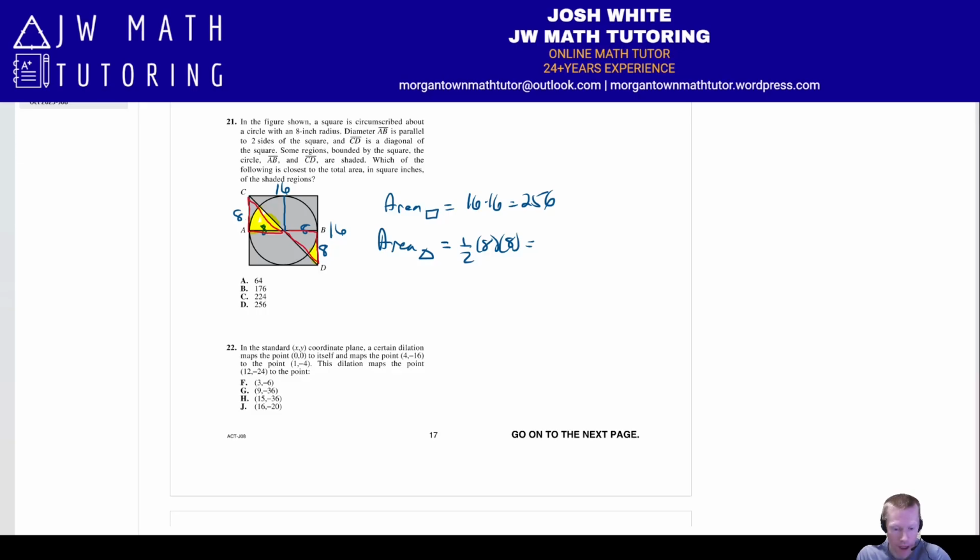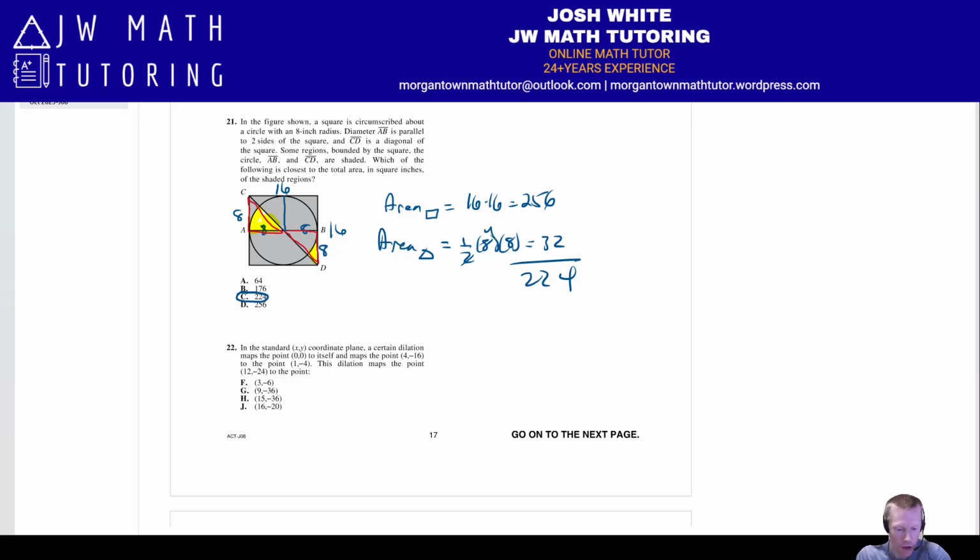So if we go ahead and do that, 1/2 of 8 is 4, 4 times 8, 32. Now you can just subtract these. That will leave you with the shaded area. So let's see, we are going to get 224. Correct answer is going to be letter C.